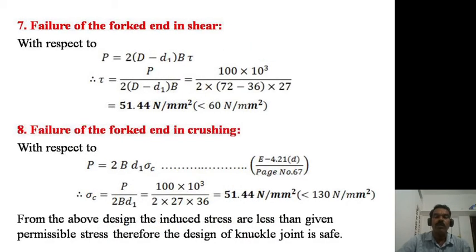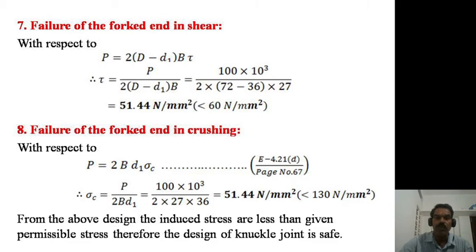Next I am going to discuss the last but one point, that is failure of the forked end in shear. So what is the formula? Load is equal to area into the concerned stress. So what type of stress is going to be applied here? That is shear stress. Therefore load is equal to area into B into tau. Tau means the shear stress of the forked end. What we are going to find out is the tau value, that is the induced shear stress of the forked end.